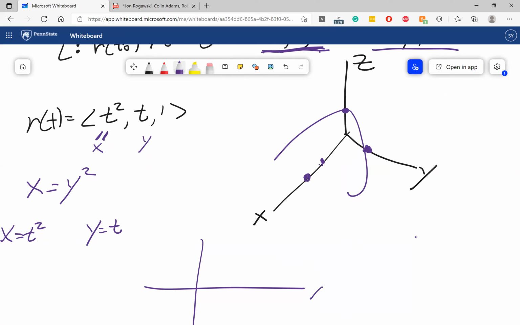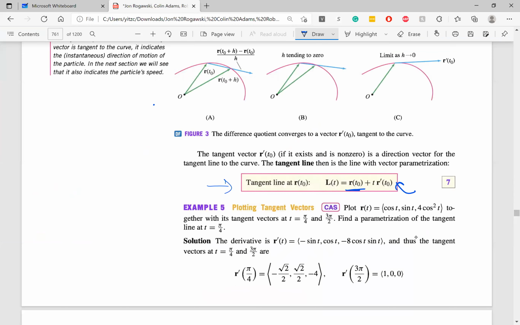So here's your x, and here is your y. If it looks like this, and you go 2 in your y direction, which would be, let's say here, then you'll be going 4 in your x direction, which would end up being there.